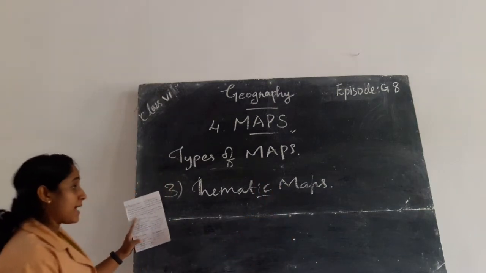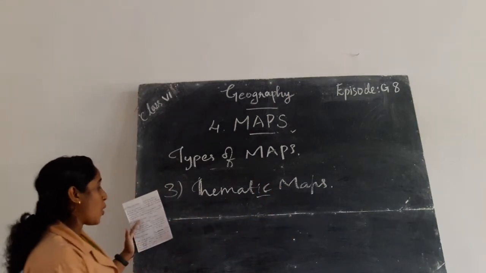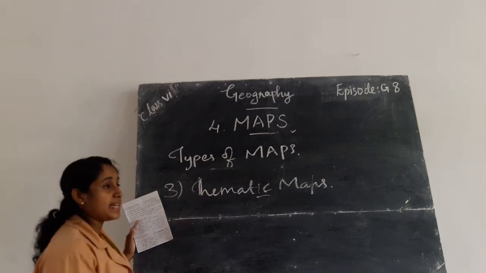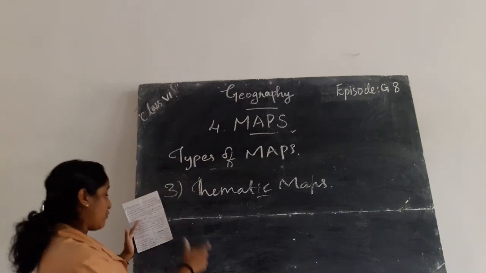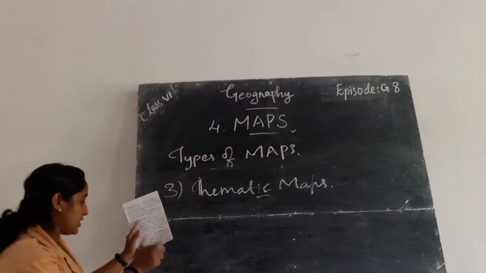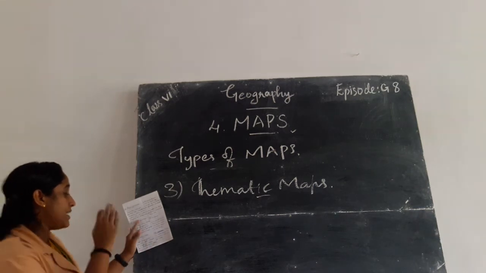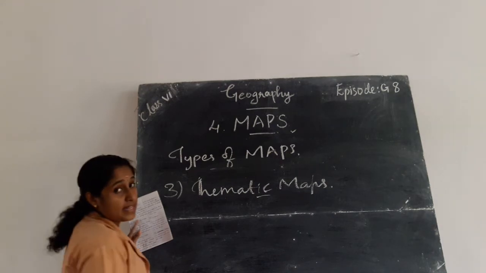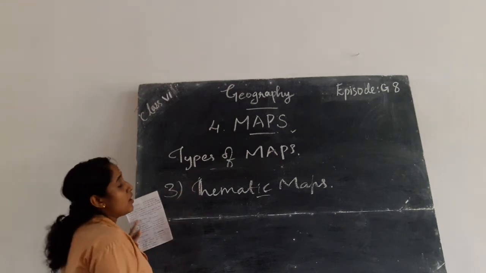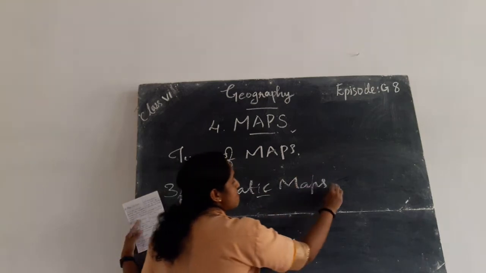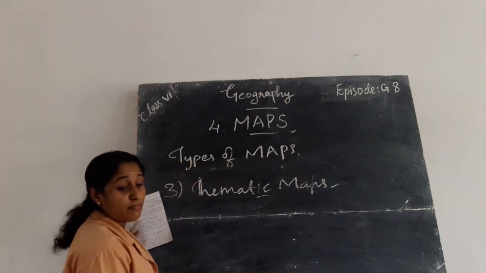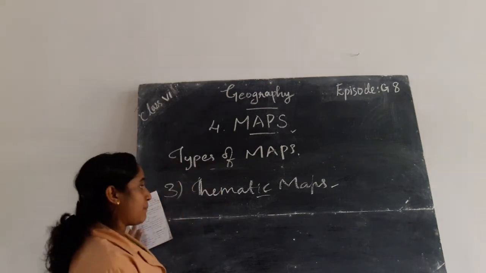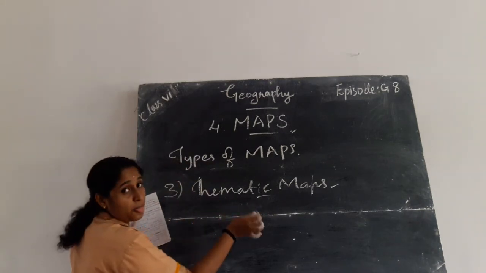What do you mean by thematic map? A map that shows general information about forest areas, rainfall regions and distribution, forests, industries, roads and railways. These types of maps are called thematic maps.